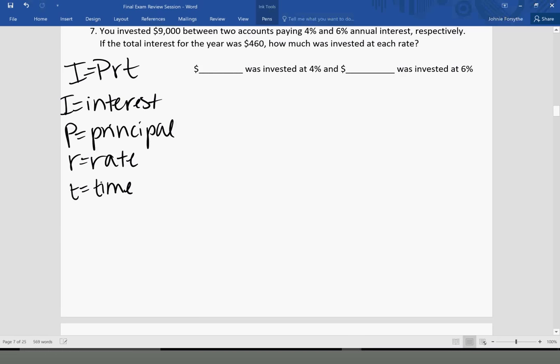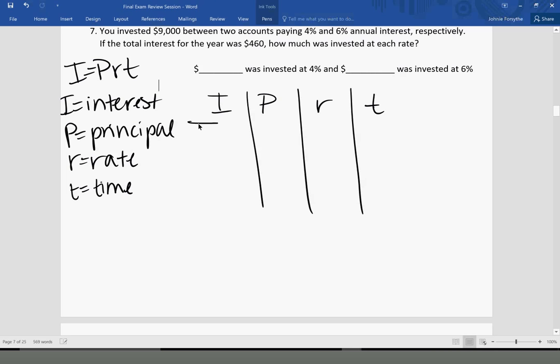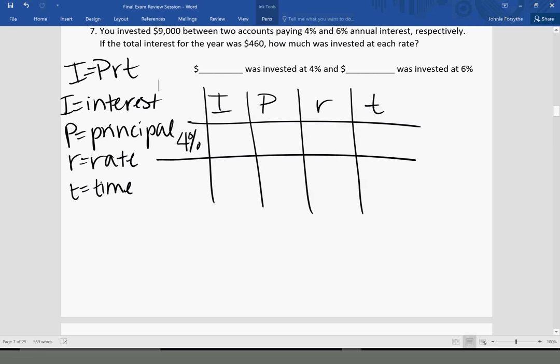Now we have two different scenarios, so I like to create a table to help organize this information. So we've got interest, principal, rate, and time. And then we have two accounts. We have a 4% account. We have the 6% account. And then we have the total.